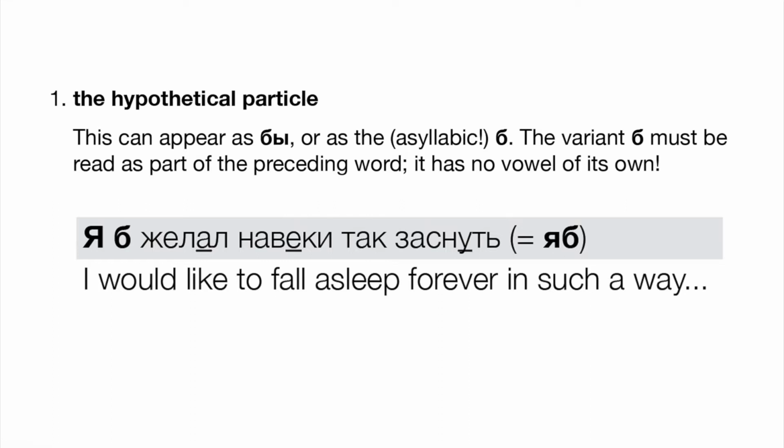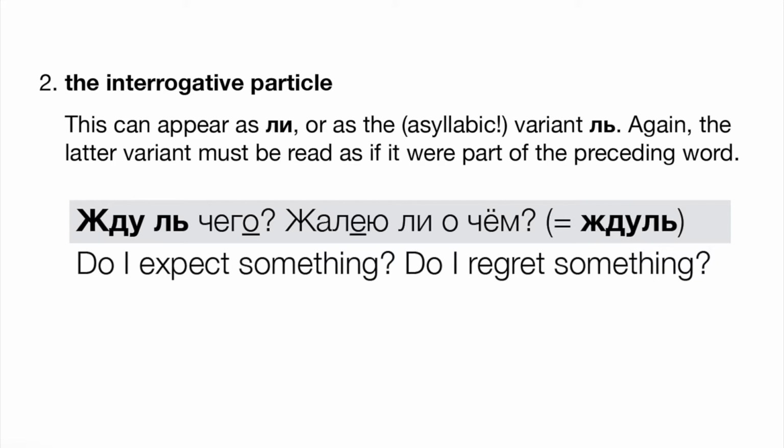Okay, so similarly, the interrogative particle, li, which as we know from our grammar can mean whether to mark a reported yes or no question, or it can simply mark a rhetorical question. It's an interrogative particle. It has an asyllabic variant, l, soft L, and that's really actually unpronounceable, strictly speaking, without adding a vowel. So same principle as before. We need to read it as though it were a part of the word preceding it.